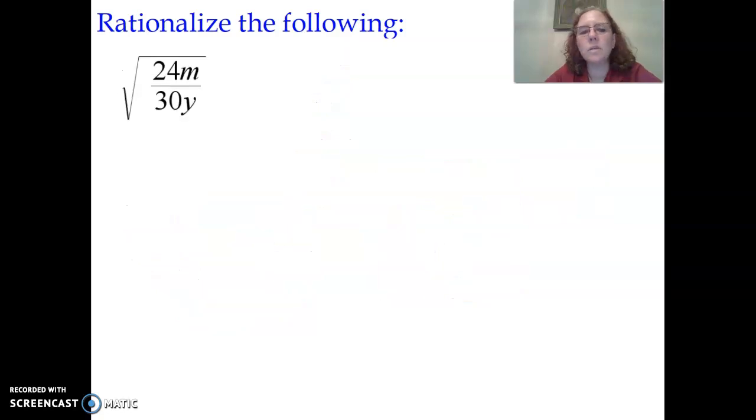All right, let's look at this one. So this one has got a square root with a fraction in it. It has variables on the top and the bottom, and we might be able to simplify this one a little bit as well, because I can see that both of those numbers are even. So let's start with that, 24 and 30. What will go into both of those? Greatest common factor is 2.